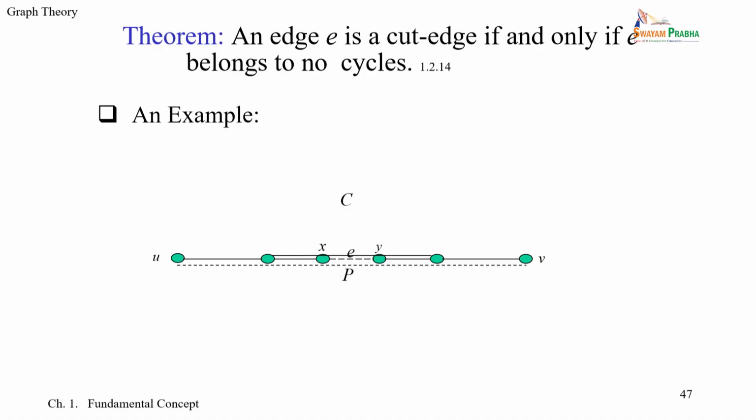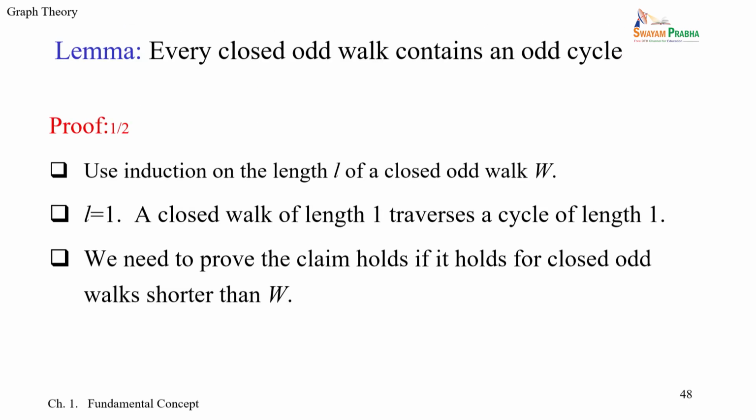So, another theorem: an edge E is a cut edge if and only if it belongs to no cycles. So, this is an example of cut edges, therefore no cycle will form.